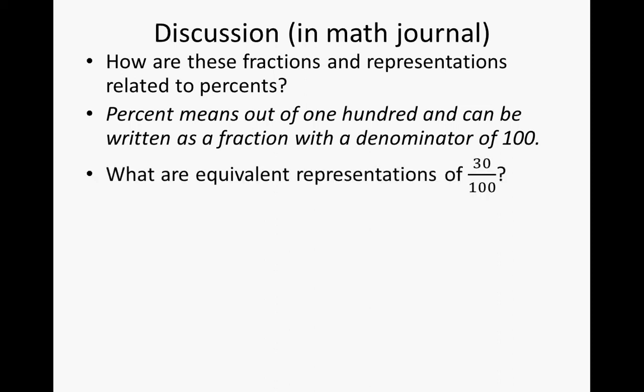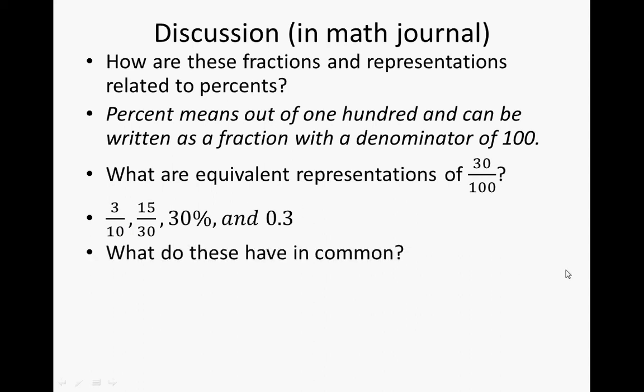So what are equivalent representations of 30 over 100? So what other ways can we write 30 out of 100? Well, some things you might have come up with is 3 out of 10 or 15 out of 30, or we can write it as 30% because it's per cent or per 100, or 3/10, which is the same representation as 3 over 10.